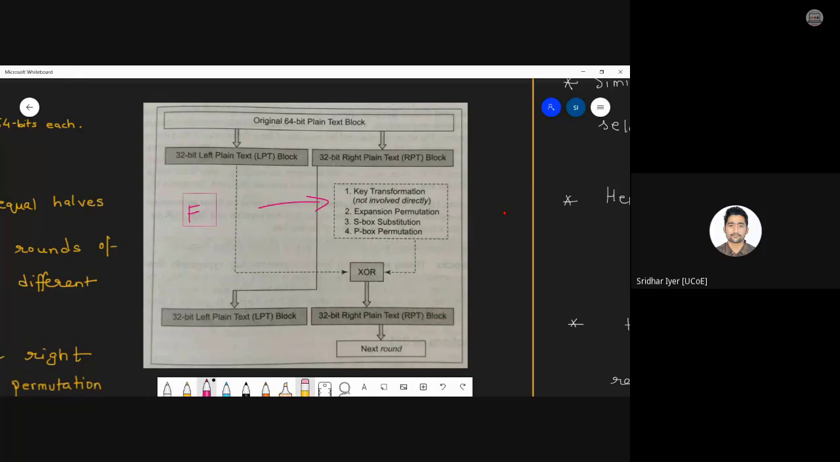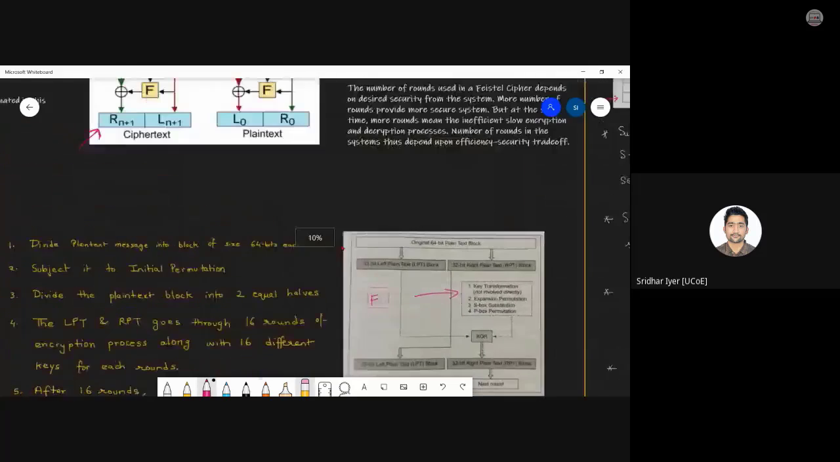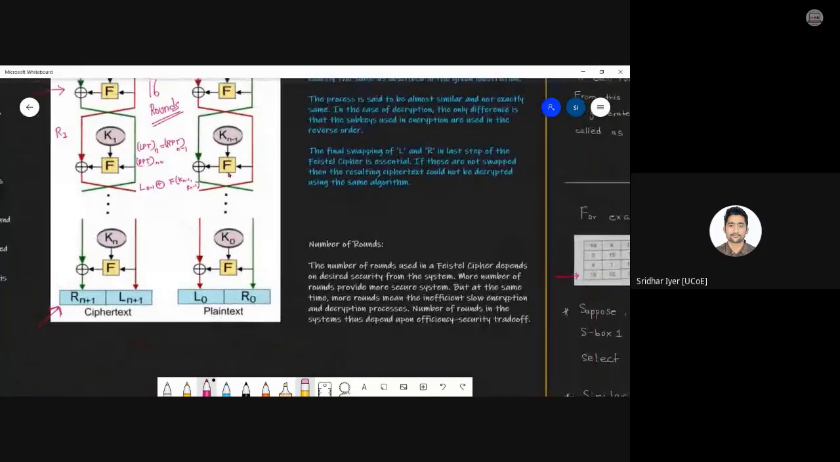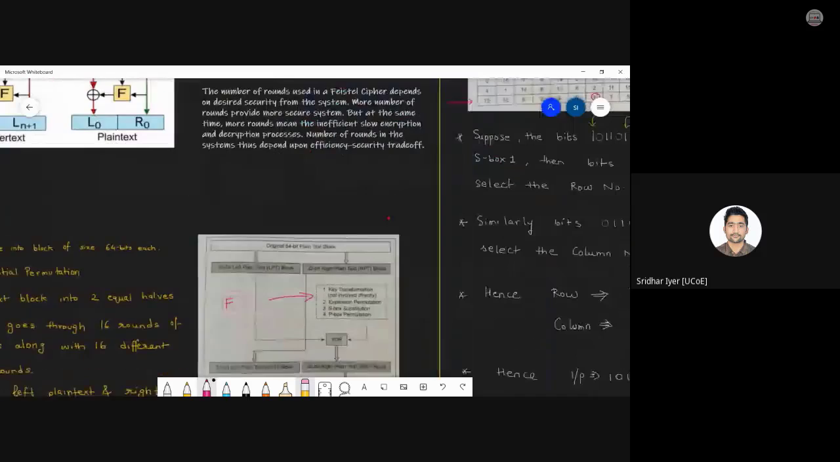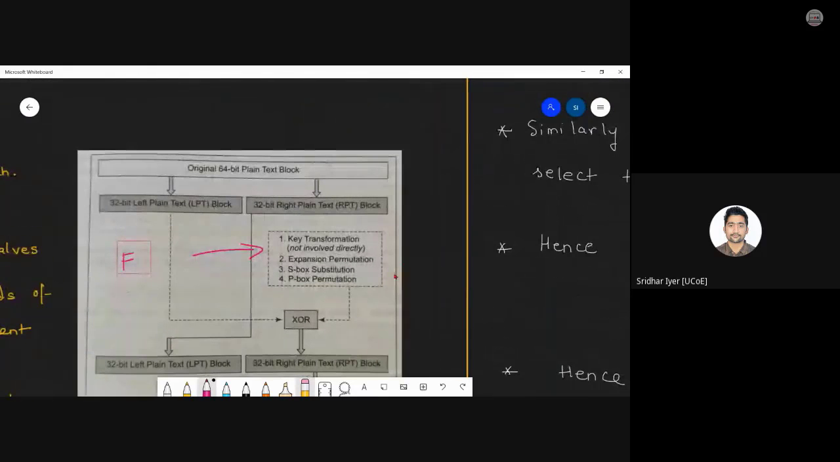There is a process called key transformation. There is a process called expansion permutation. There is a process called S-box substitution and P-box permutation. After all these processes are done, the output is XORed with the LPT, which becomes the RPT of the next round. This is what we had seen in the Feistel architecture, yes or no? The same thing in this scheme: the F block takes one input, and its output is XORed with the other half, and so on. So these are the four operations that take place inside the function block. We are going to study all of these in the next lecture.